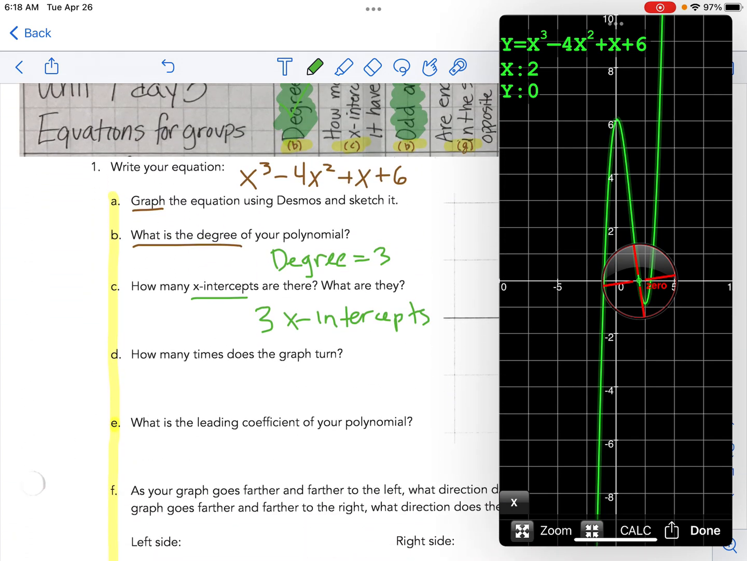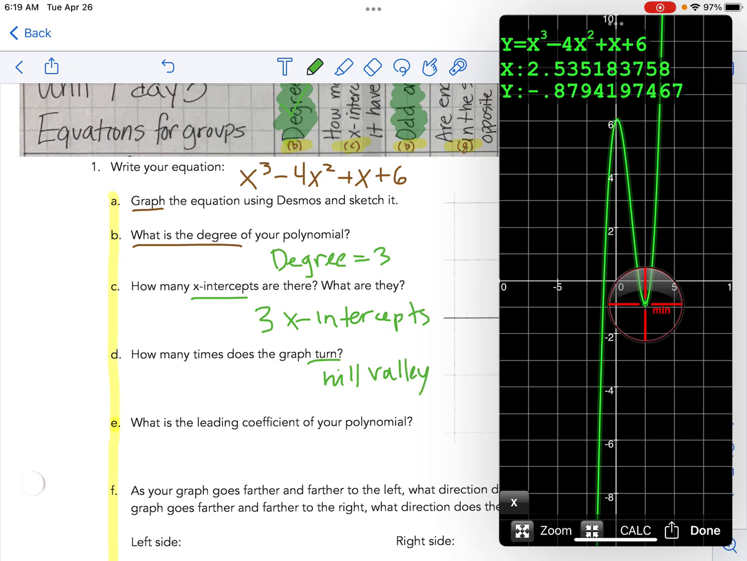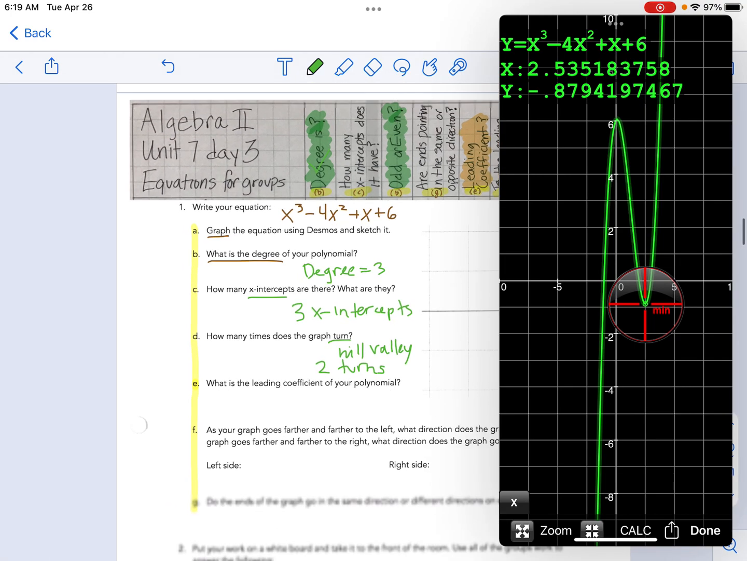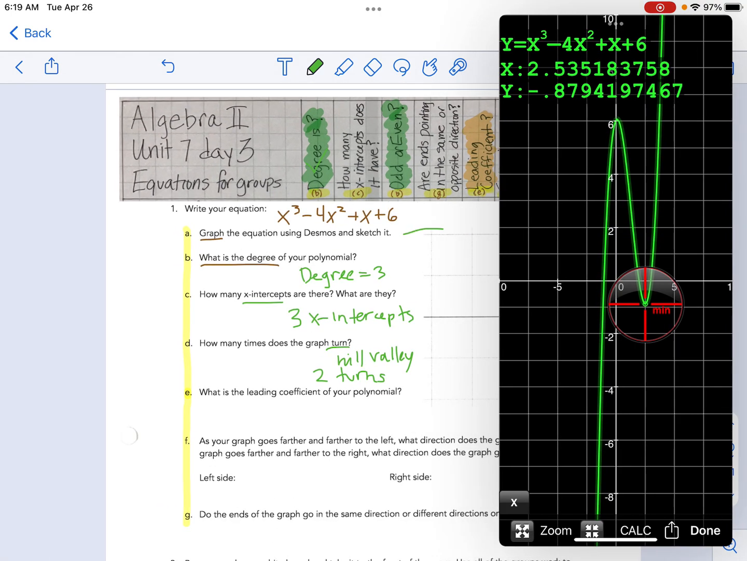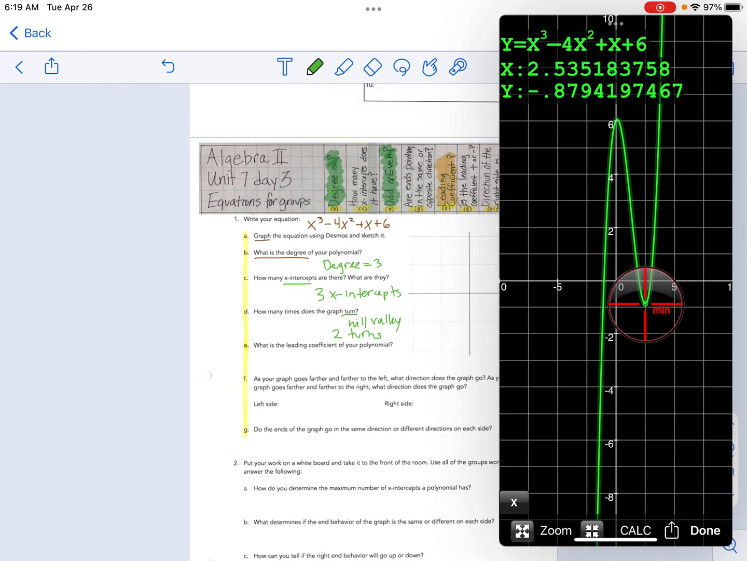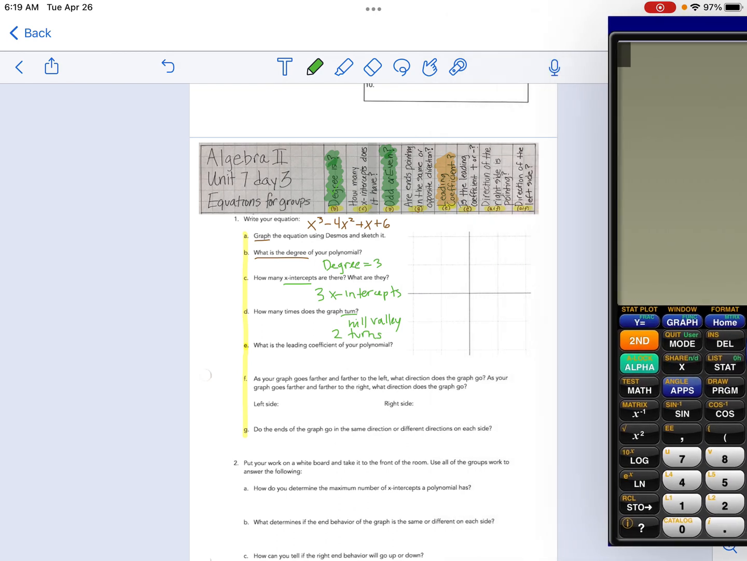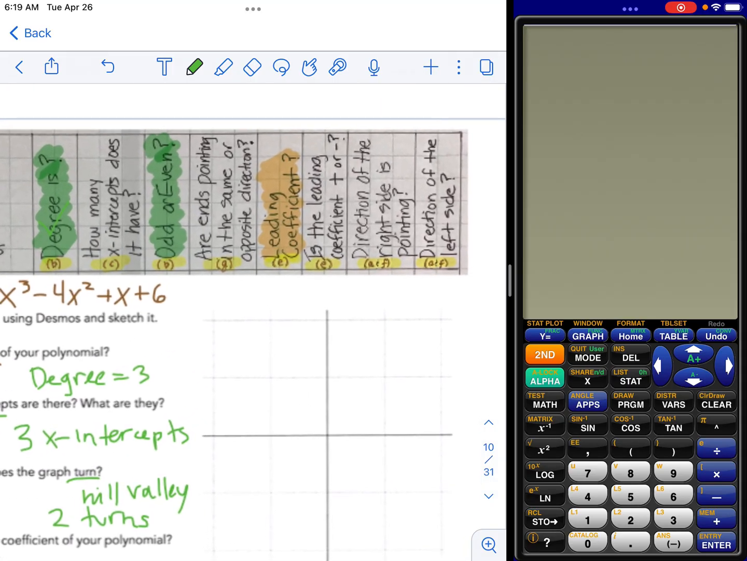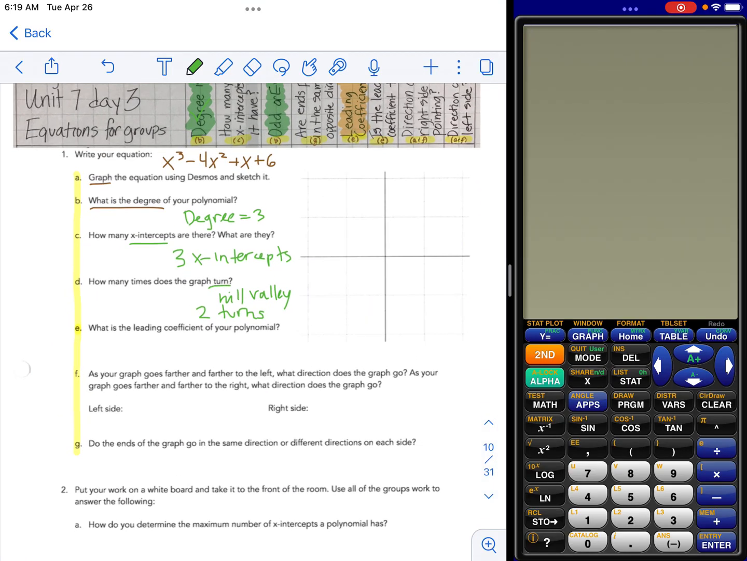How many times does a graph turn? So a turn is like a hill or a valley. So I see one hill up here and one valley here, so I have 2 turns. And notice that's D, so that goes in the organizational chart. I think I need to move my calculator over, hold on here. There we go. That is not in the organizational chart. That's what I thought. Okay.